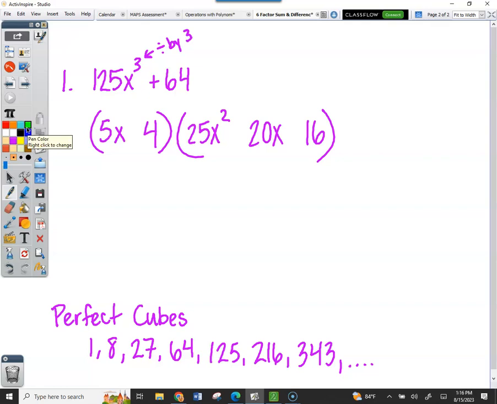Same, opposite, always positive. Rare time. So, same, opposite, always positive.